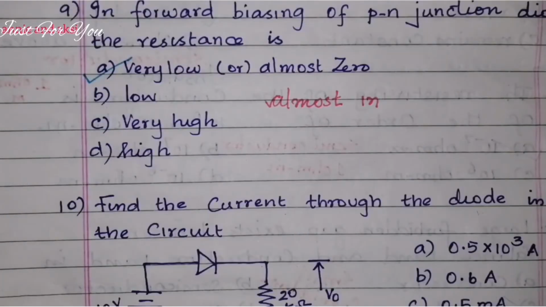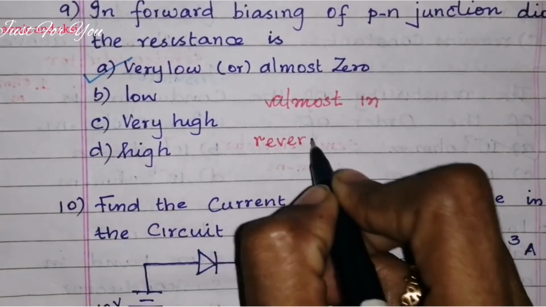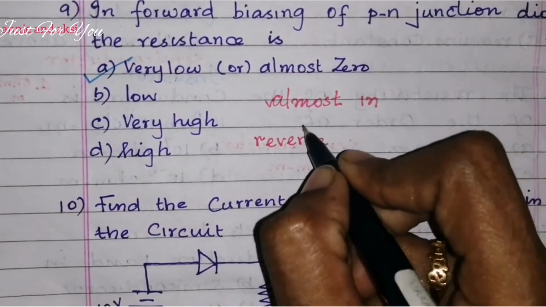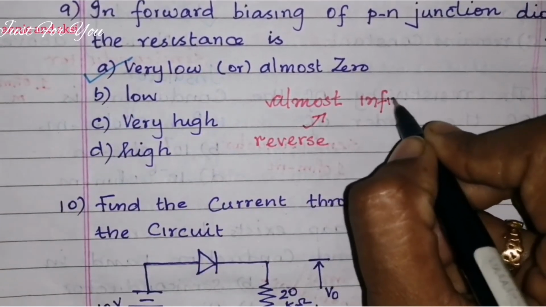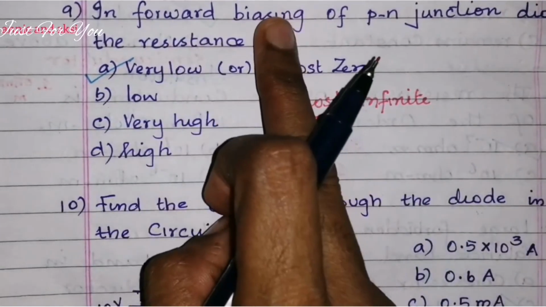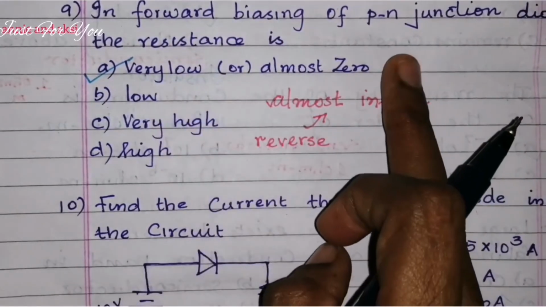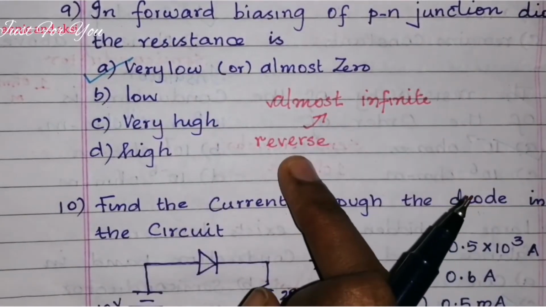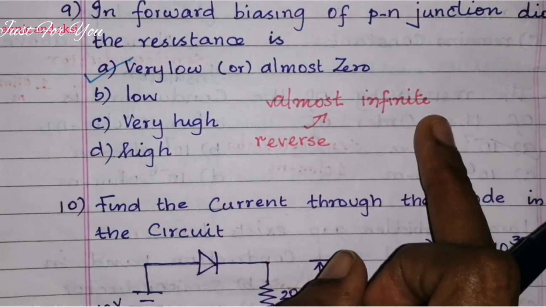Instead of forward biasing, if they are asking for reverse biasing, then the answer is almost infinite. So, for forward biasing of PN junction diode, resistance is very low or almost zero. For reverse biasing, the answer is almost infinite.